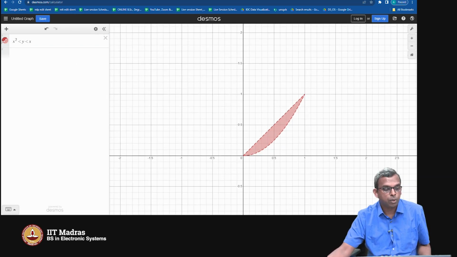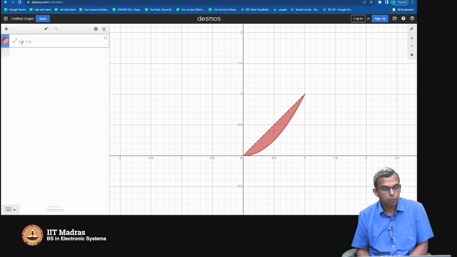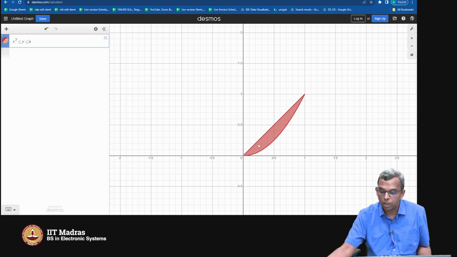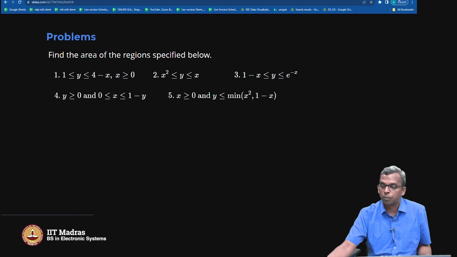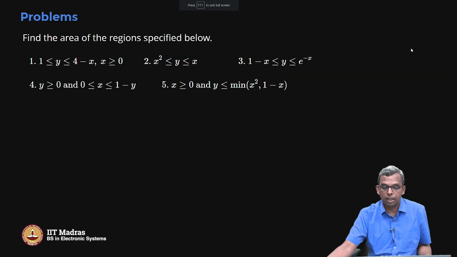You can put less than or equal to if you like, to make it all solid. So, that is the curve that we had before. Okay. So, Desmos also is very good for these kind of things. Okay, let us go back to our problem here.